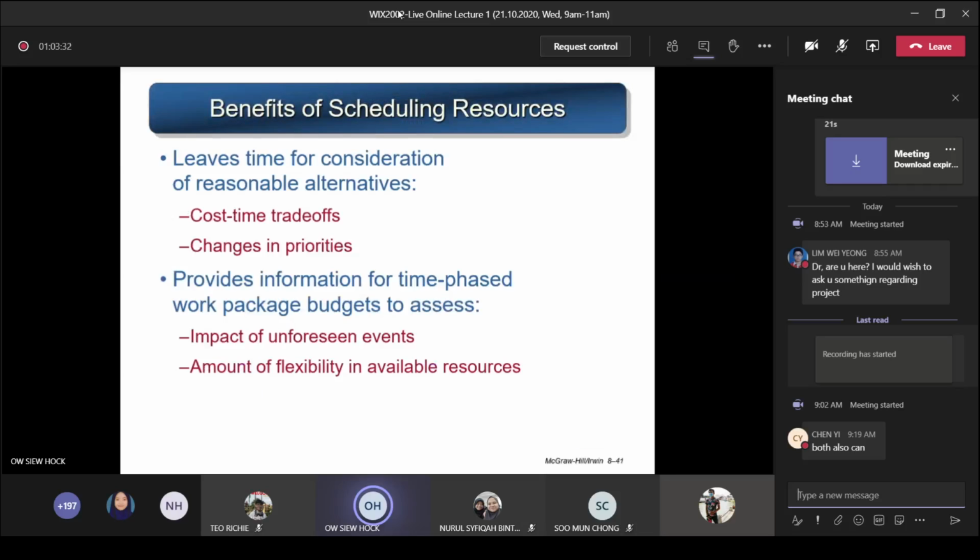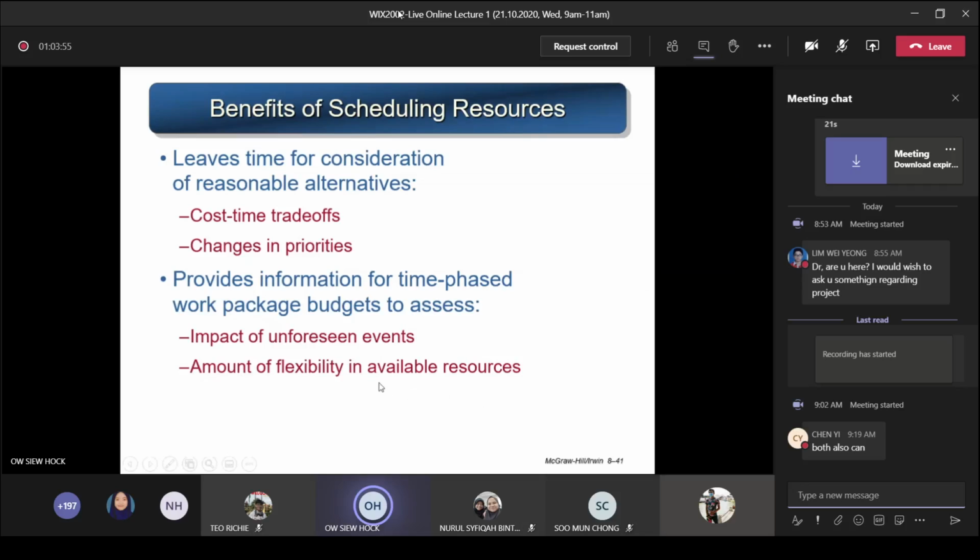So next, what are the benefits of scheduling the resources? It leaves time for consideration of reasonable alternatives. If you have resource scheduling in the early phase, at the beginning, you already consider that you may not have enough resources at a certain time or period, then you cater for this. So when this comes, you already know how to handle it.